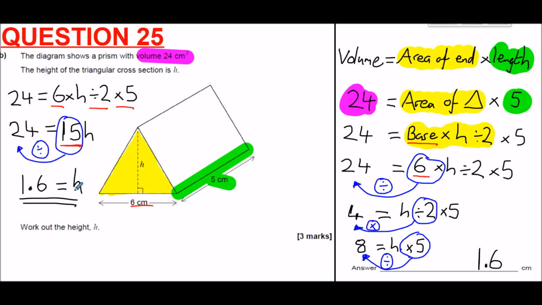So a trickier question, I'd suggest to do this one, you substitute in values step by step and just remember the formula if you can for the area of a triangle and apply that to working out the volume of a triangular prism. Substitute in your values and do it step by step, and eventually the answer should drop out for you. But well done if you can get 1.6 for h.